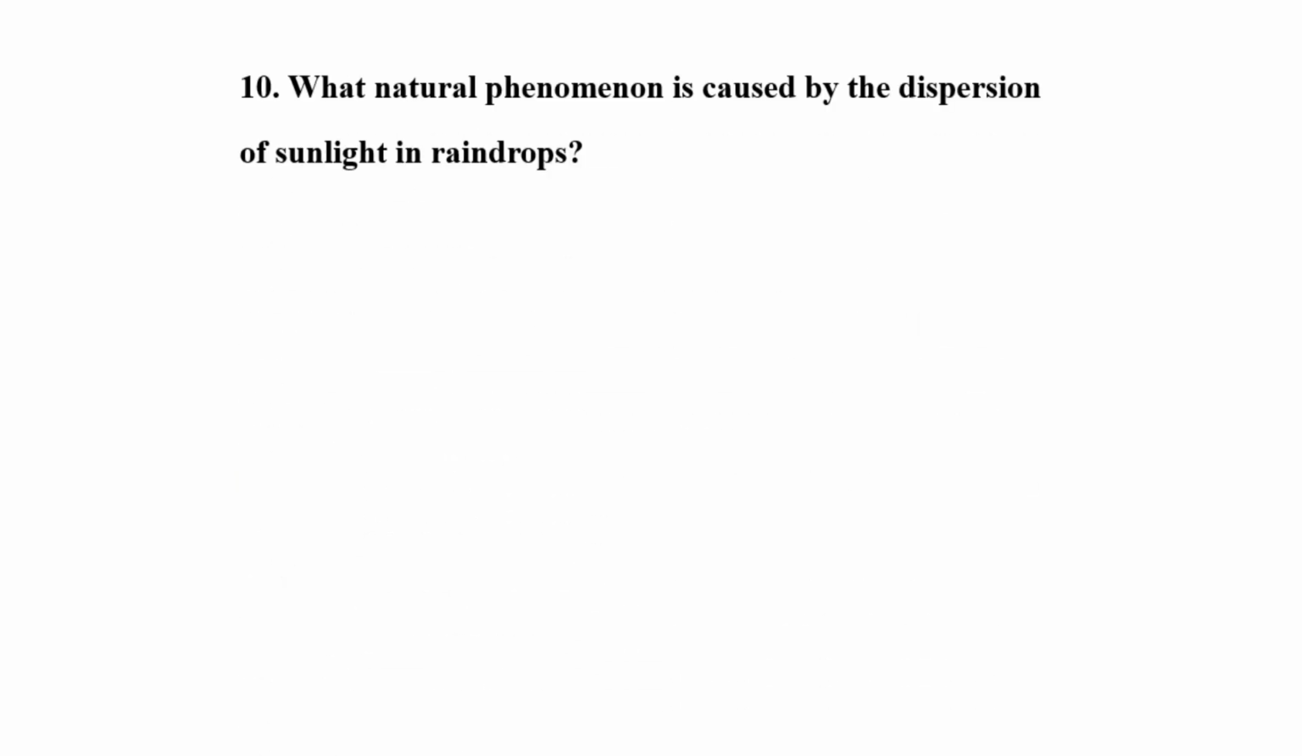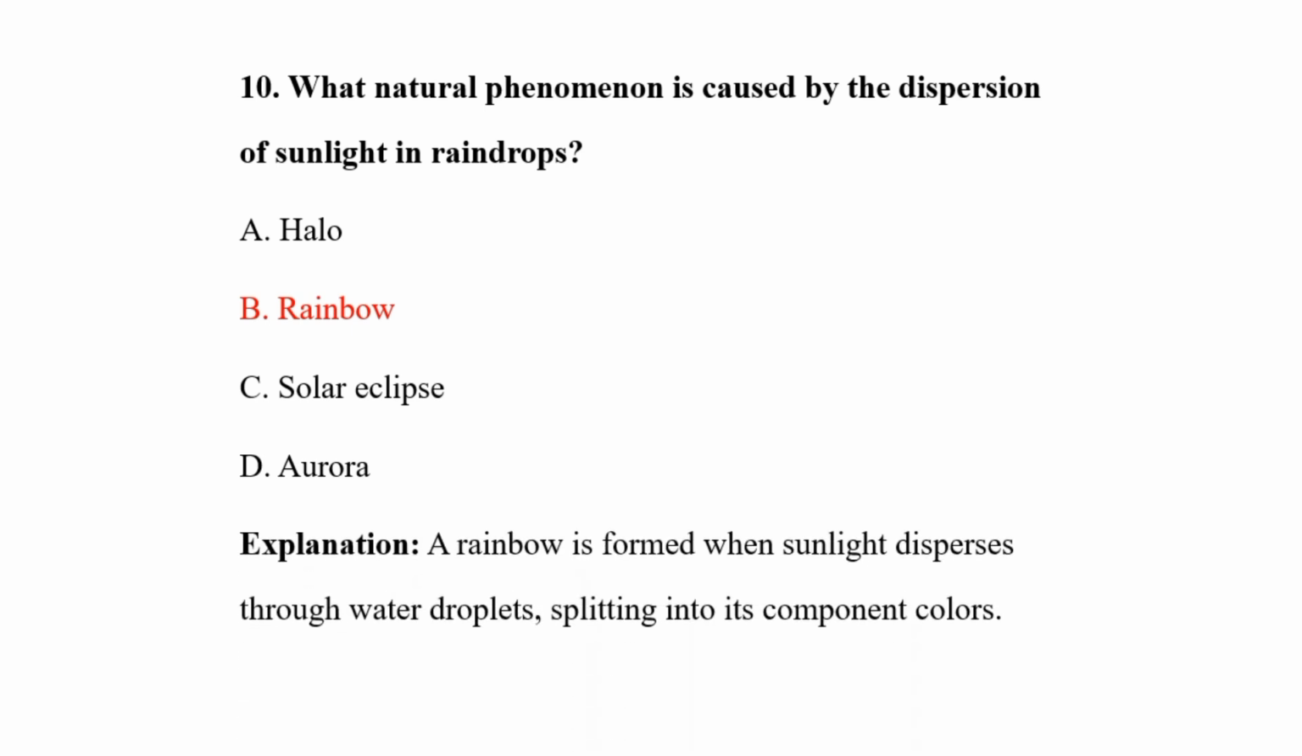Question number 10. What natural phenomenon is caused by the dispersion of sunlight in raindrops? A. Halo. B. Rainbow. C. Solar eclipse. D. Aurora. The answer is rainbow. A rainbow is formed when sunlight disperses through water droplets, splitting into its component colors.